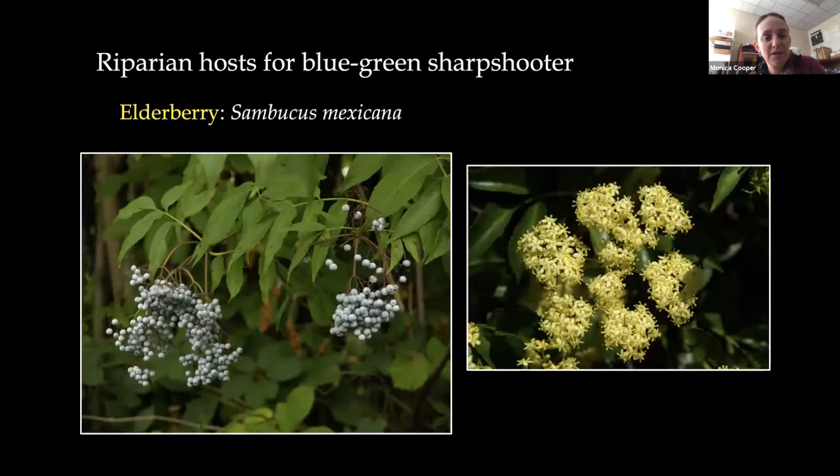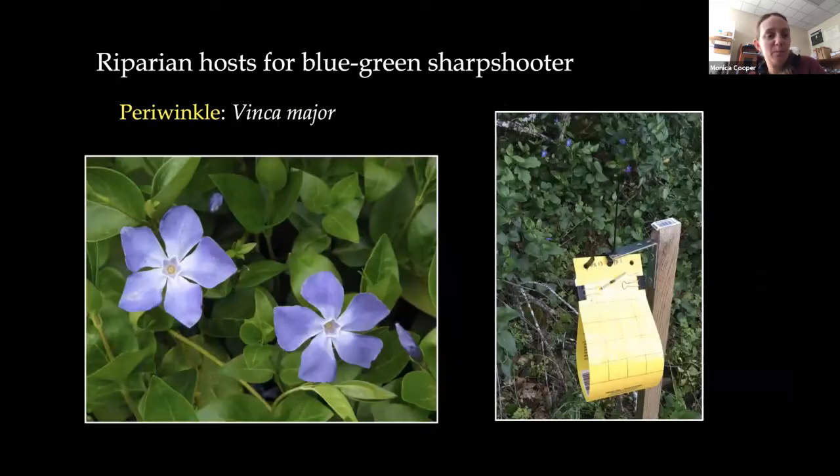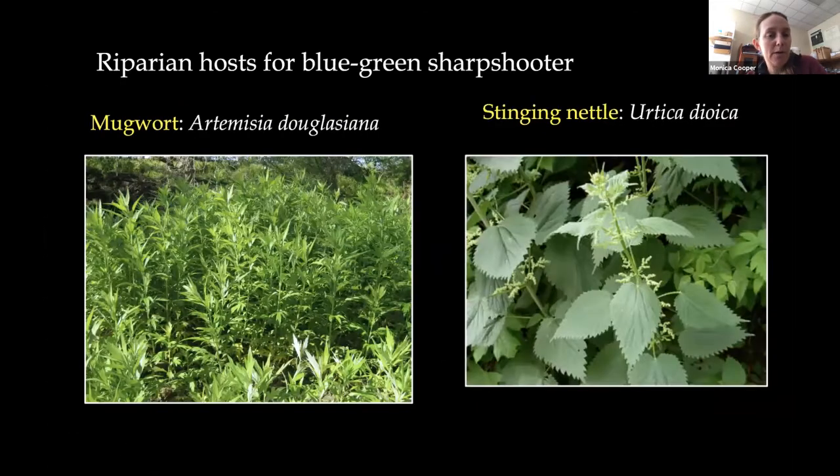Elderberry, which I feel like receives a little bit less attention, but is no less important as an alternate or overwintering host. Periwinkle or vinca, beautiful purple flowers right near one of our monitoring traps. Mugwort, which is an Artemisia species that we find growing in the riparian areas, and we've collected large numbers of blue-green sharpshooters off of mugwort. And stinging nettle is another very important host.